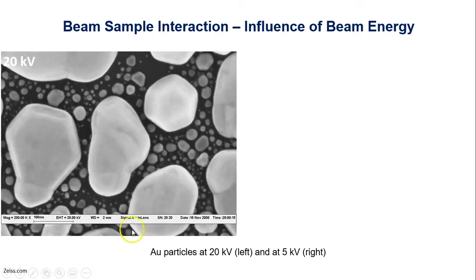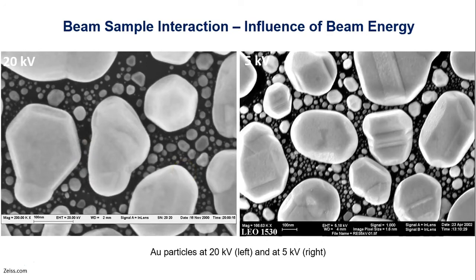We can look at another sample, gold particles, at 20 kV. Look at this surface, it's rather smooth because we can see not much feature on this surface. At 5 kV, we can see it definitely has distinctive features on this surface.